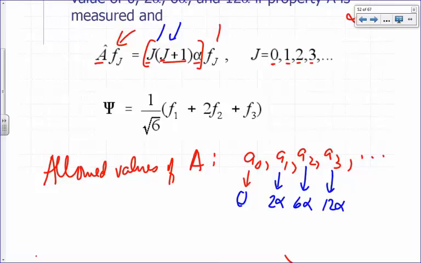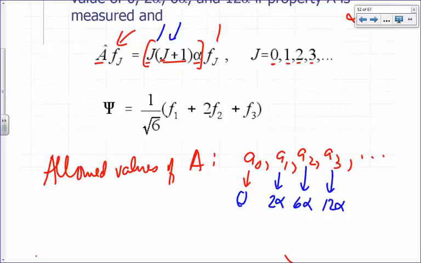Okay, so if I were to ask you, what's the probability that if I made a measurement of A, I'm going to get 3 alpha? Is 3 alpha allowed? No. If it's not allowed, what's the probability I'll get it? 0. Okay? What's the probability that if I measure A, I'm going to get 7 alpha? 0. Okay? What's the probability that I'm going to get 2 alpha or 6 alpha or 12 alpha? Then I have to know what psi is. See? Psi gives you all the information that you need.